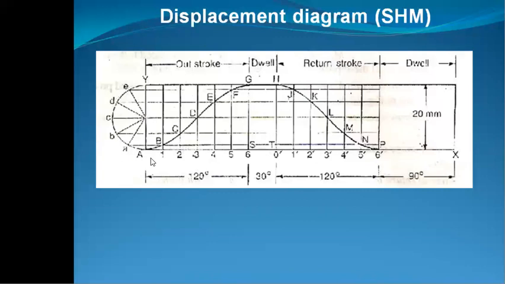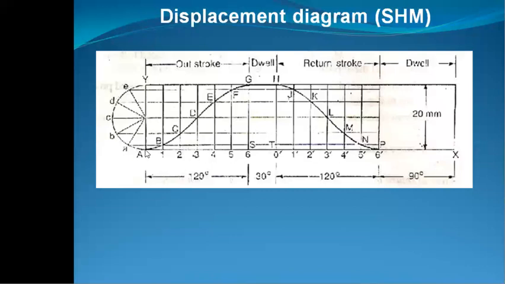After completion of this, mark AS, which is equal to the outstroke, ST, which is equal to the dwell, TP, which is equal to the return stroke, and PX the dwell. And once again, divide AS as well as TP into the same number of equal parts, and draw vertical lines at each point in both the outstroke as well as the return stroke.